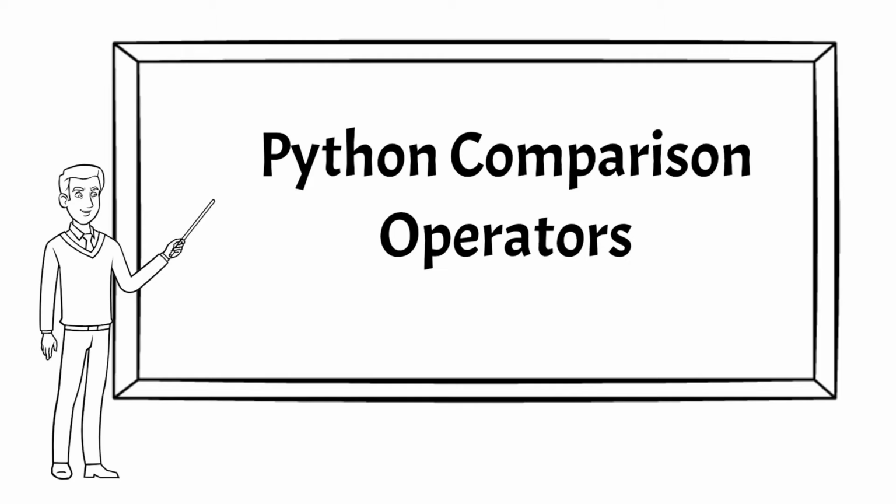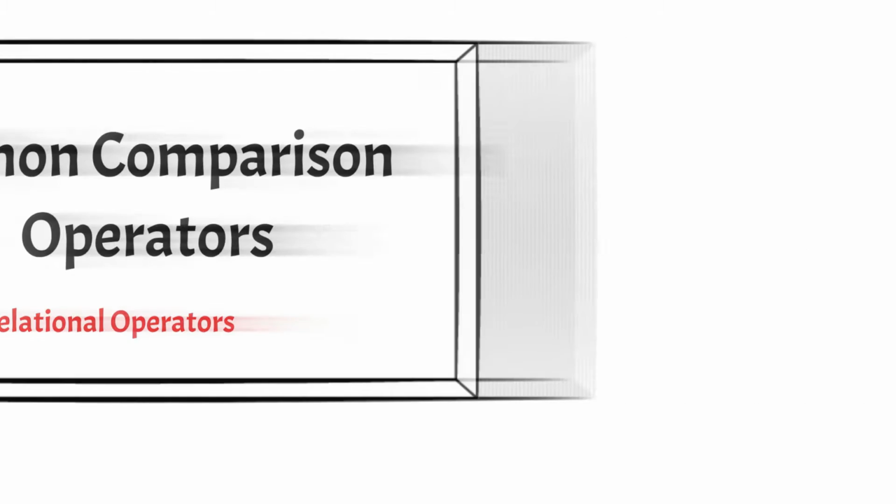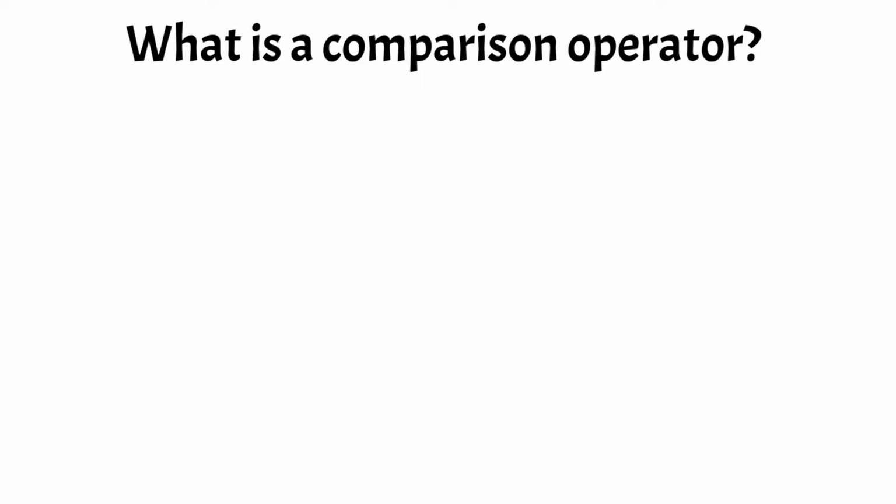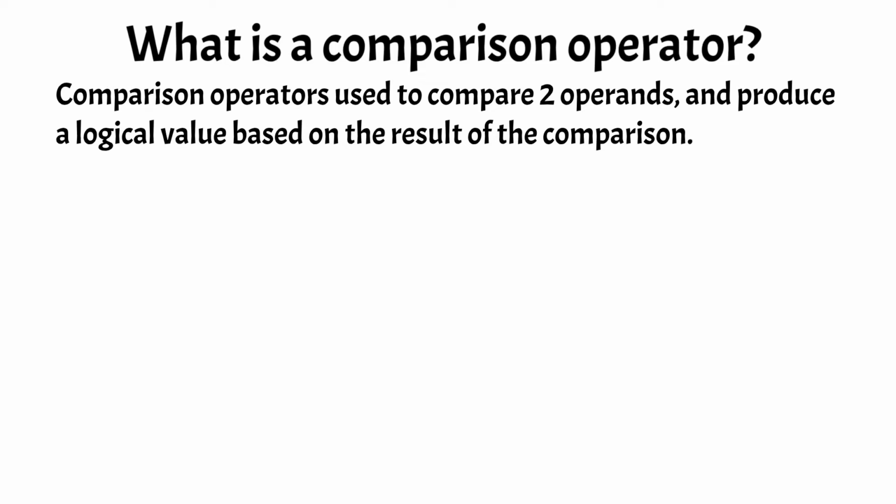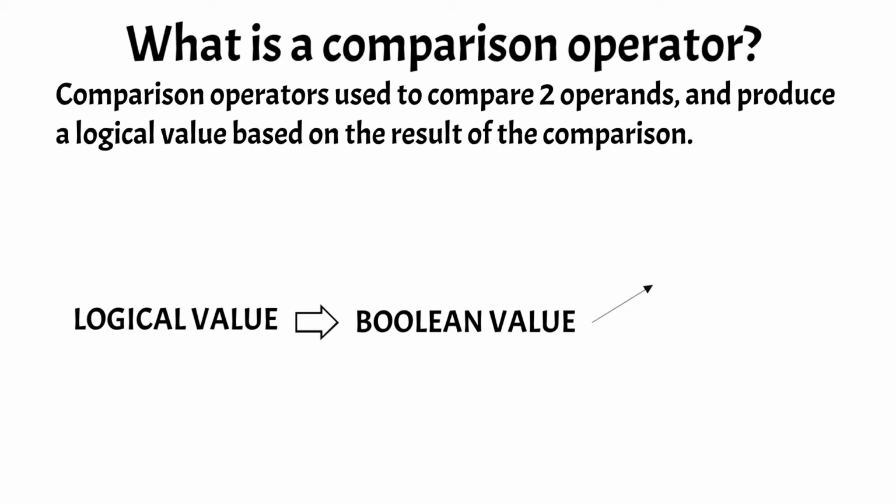In this video we will understand the comparison operators in Python, which are also known as relational operators. So the first question is, what is a comparison operator? Comparison operators are used to compare two operands and produce a logical value based on the result of the comparison. The logical value is always a Boolean value, which is true or false. I hope that this definition is clear.